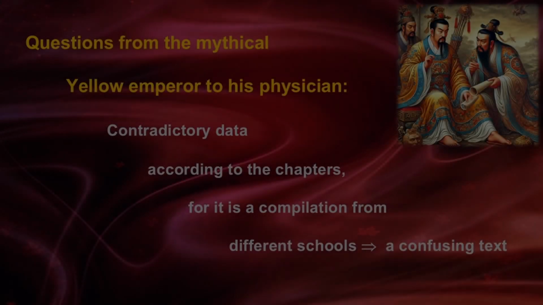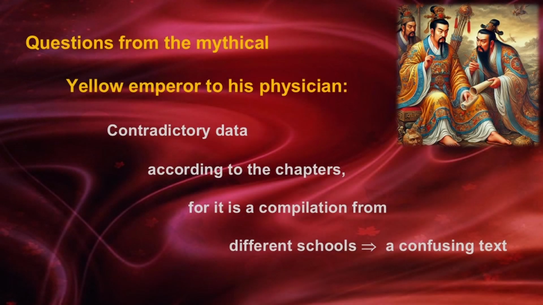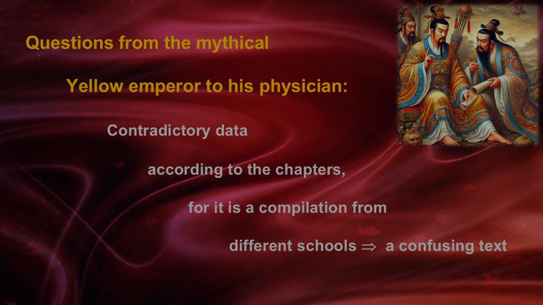We will cover all the theoretical foundations necessary to understand the practical applications that we will see in the upcoming videos. But first, this treatise, the Huangdi Neijing, consists of questions that the mythical emperor, the Yellow Emperor, asks his physician, and the answers will make up this treatise. Since these answers are based on different schools, according to the chapters, these are notions that are different and sometimes not compatible at all.